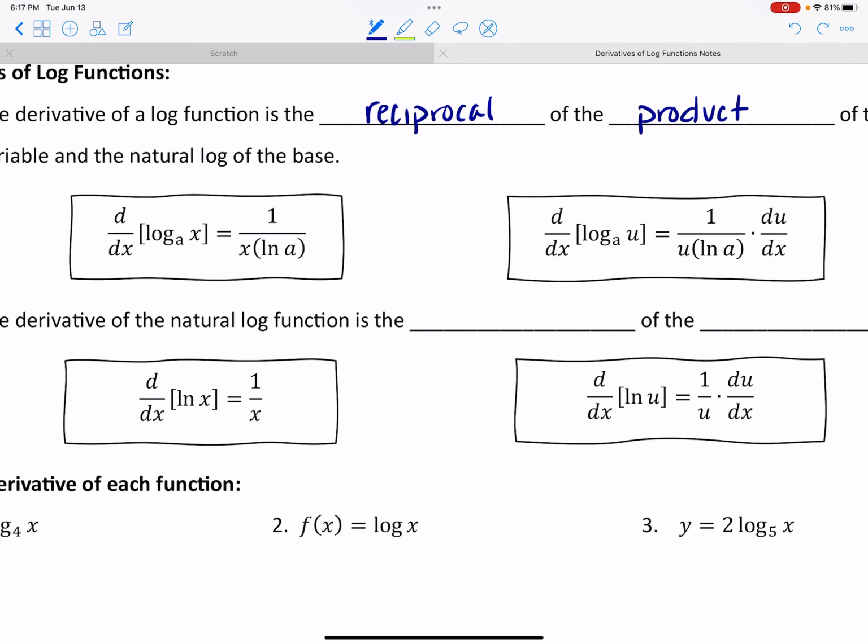And then if it's a natural logarithm, meaning our base is e, then our derivative is just the reciprocal of the variable. So the derivative of the natural log of x is just 1 over x. And again, if x becomes anything else, then we also multiply by the derivative of that thing so that we can apply that chain rule and again generalize the derivative rule. Alright, so now that we have that down, let's try it out.